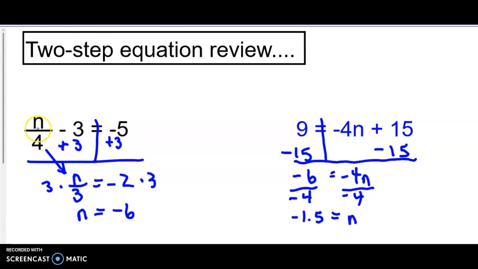As you can see, n divided by 4 minus 3 equals negative 5. I isolate the coefficient variable, bring it down, and I add 3 to both sides. So negative 5 and a positive 3 gives me negative 2. Now if I take the division problem, which is n divided by 3, and use the inverse of multiplication to both sides of the equation, it will be 3. And a negative 2 times positive 3 is negative 6.